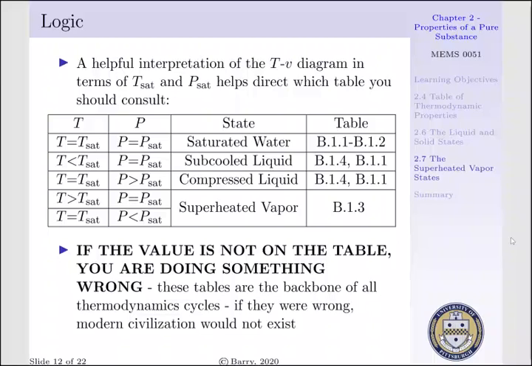Lastly, if our temperature is greater than saturation and our pressure is equal to our saturation, we are a superheated vapor. Or if our temperature is equal to our saturation and our pressure is less than our saturation, we are also existing as a superheated vapor, and we will use table B.1.3.